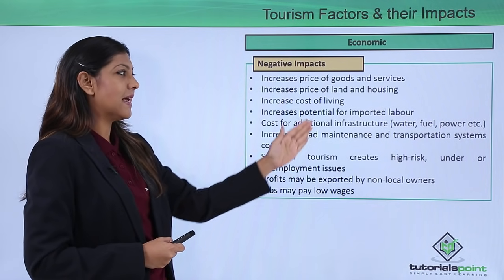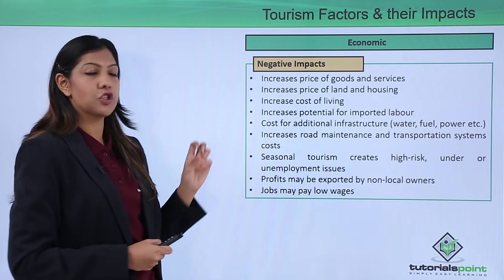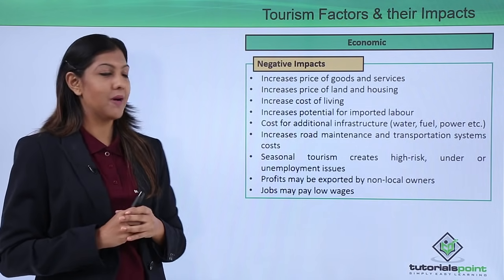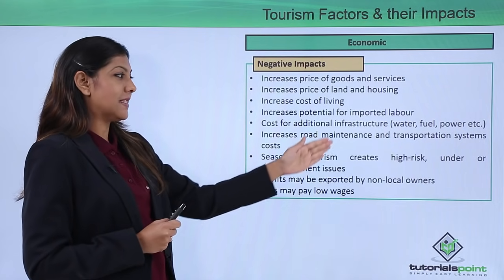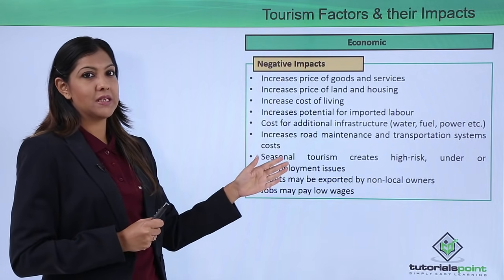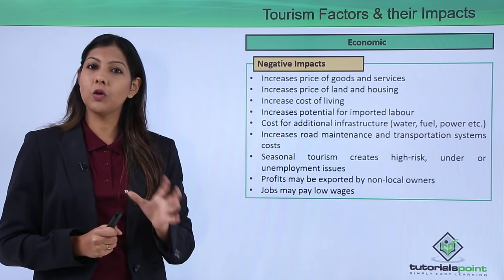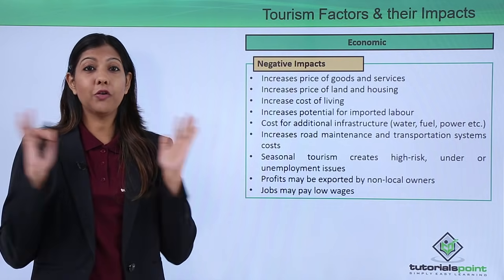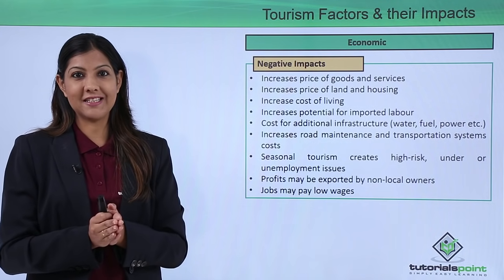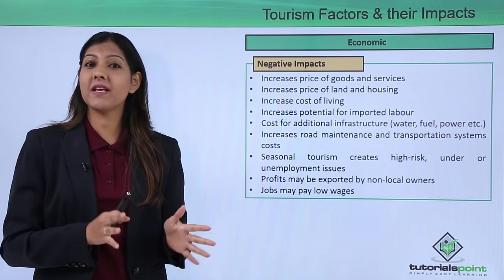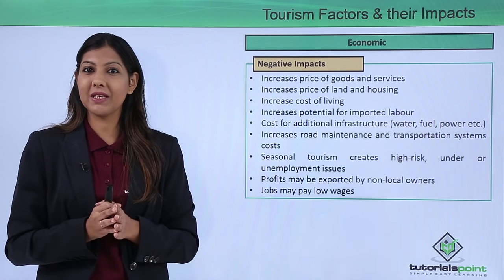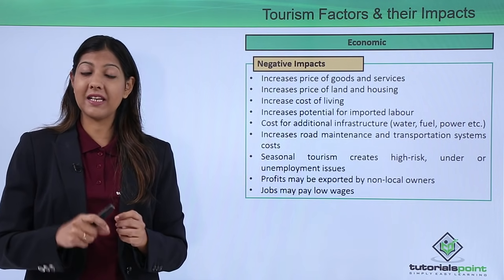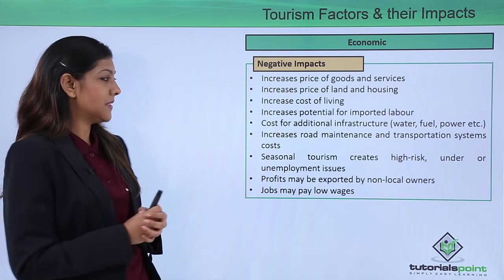Increased road maintenance as well as transportation systems cost also increases, because you need to make sure your infrastructure is always up to the mark. Seasonal tourism creates a high risk of under- or unemployment. For example, a city like Goa is a very favorite tourist destination, where people from across the globe come for a holiday. However, during the off-peak season, they don't have so many people coming in, because of which unemployment is something that is faced. People are getting unemployed because of off-season times.